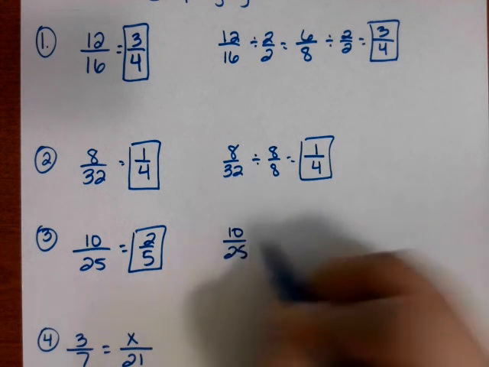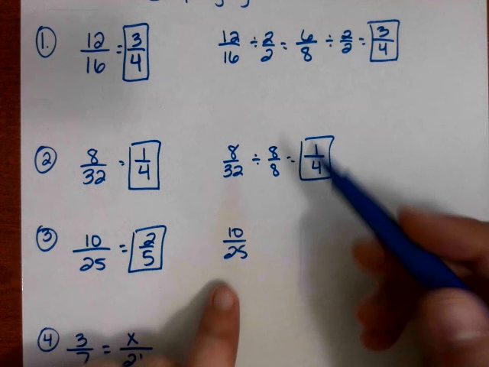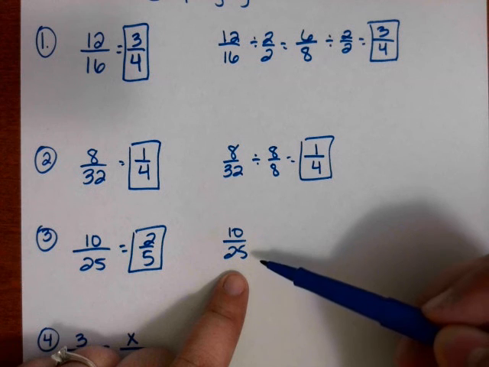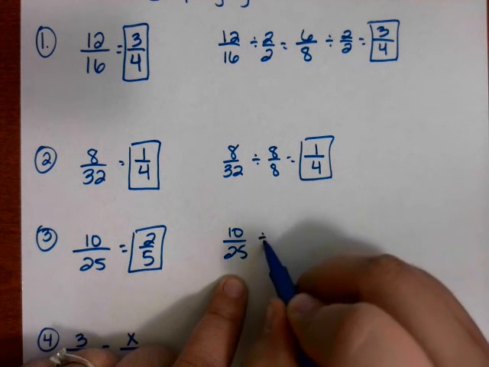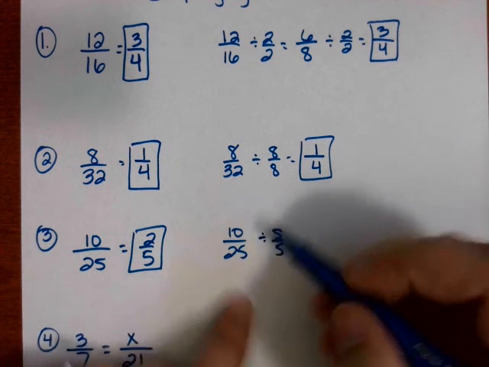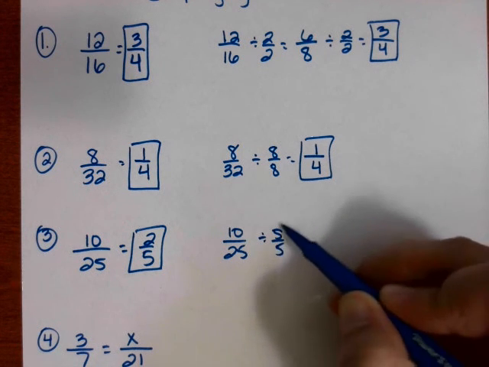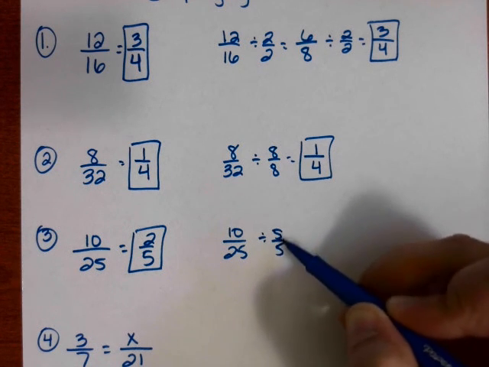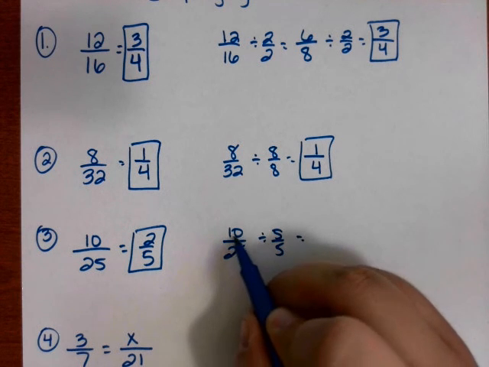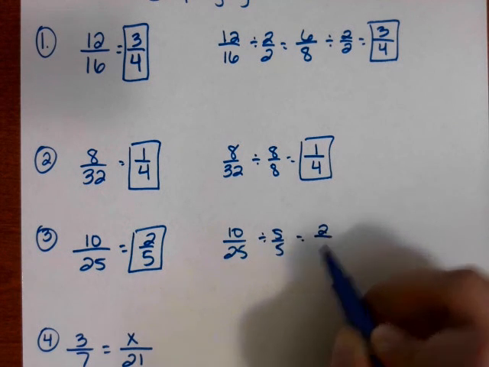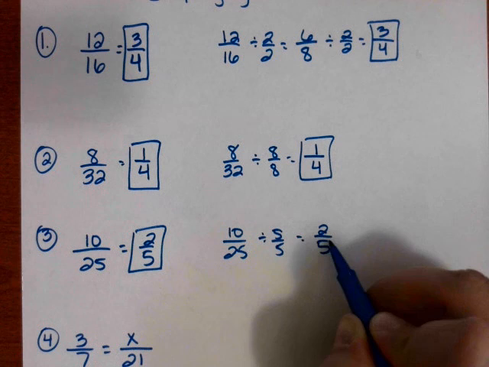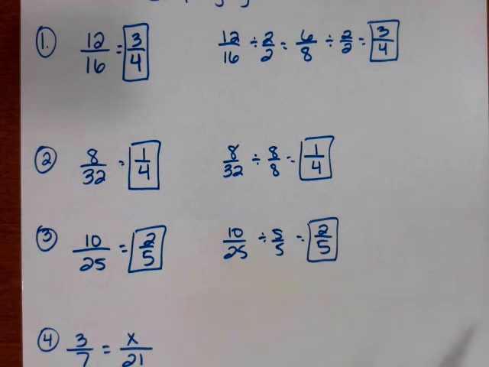Another thing we could have done was, okay, we can't divide by 2 because they're not both even, but I could divide them both by 5. When the numerator and denominator both end in a 5 or a 0, you can automatically divide by 5. They have a common factor of 5. 10 divided by 5 is 2. 25 divided by 5 is 5. So there's the same answer.